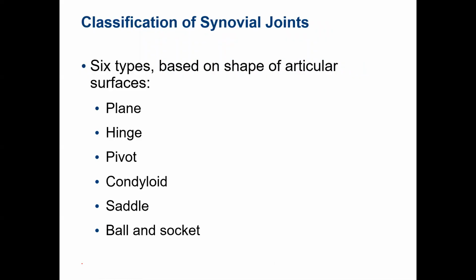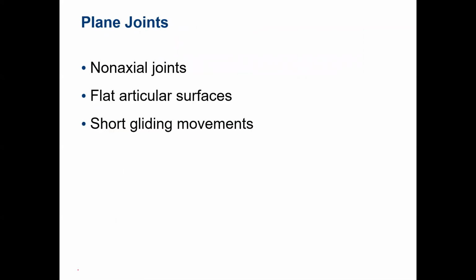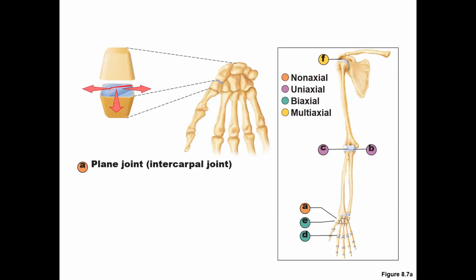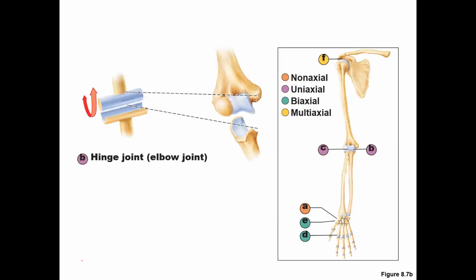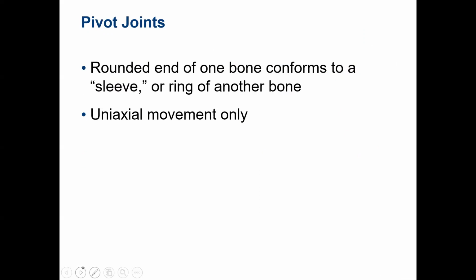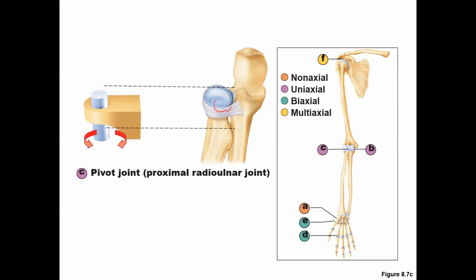Synovial joints can also be classified on the shape of the surfaces. Plane joints are non-axial joints where we get gliding motion. There's a plane joint. Hinge joints are just what they sound like, the elbow. Hinge joint, flexion and extension only, uniaxial joint. Pivot joints, you have the rotation of a bone. So there's the pivot joint, the radius and the ulna.